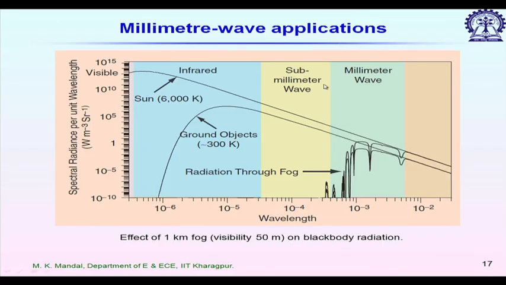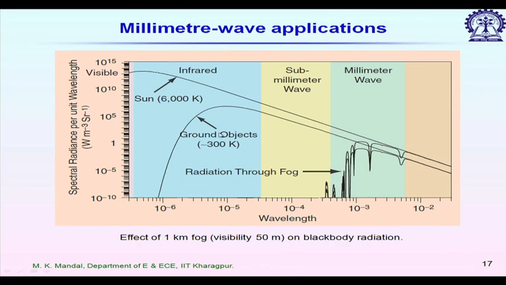Even though we have seen that millimeter wave frequency is attenuated by atmosphere or weather, typical weather conditions like fog, dust storm and rain, if I compare that attenuation with what we have at infrared frequency, it is much less at millimeter wave frequencies. Let us take one example. Let us say we are measuring the same quantity under foggy condition, typical visibility is 50 meter, and in that case you can see this right hand side plot, radiation through fog.